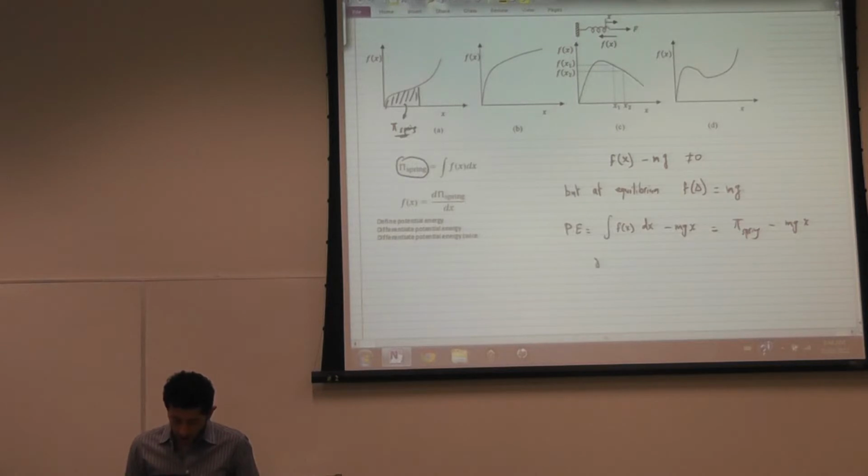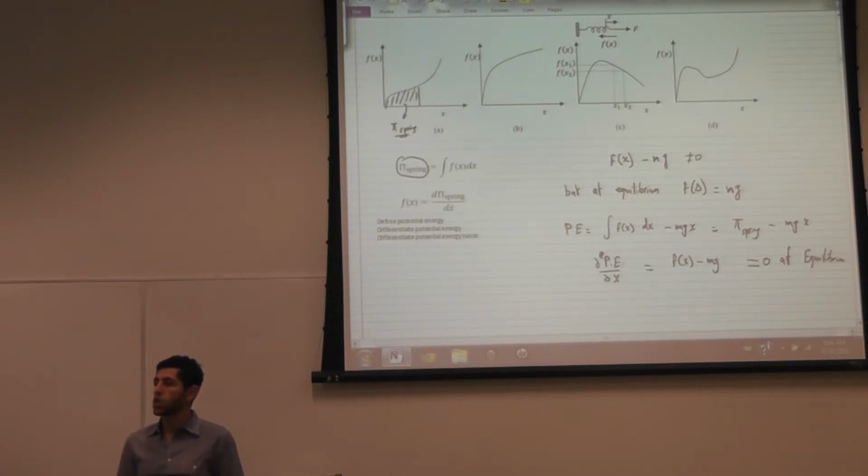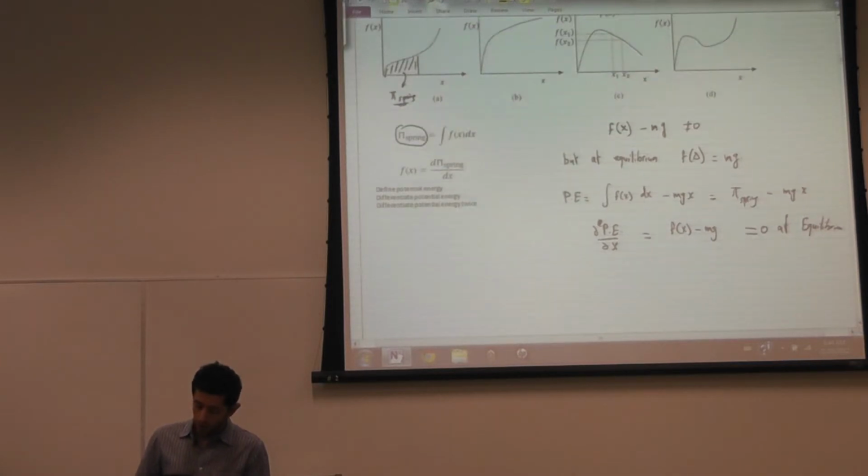Again, the first derivative of potential energy with respect to x will give me f of x minus mg, which is equal to 0 at equilibrium. So again, the same picture applies. The potential energy is either minimum, constant or maximum. So how do we know? We have to calculate the second derivative of the potential energy with respect to x squared. The second derivative of potential energy is equal to the slope of this f of x.